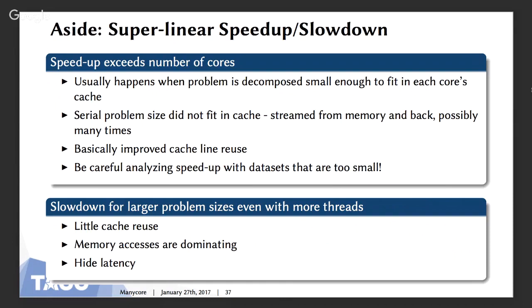It can happen if you have decomposed all of the parts of your problem small enough that it just fits in each core's cache. So now suddenly you don't have to make accesses to memory anymore. Everything's coming out of cache, and so your code suddenly jumps up in speed. Basically, the serial problem didn't fit in the cache. It could be streamed into memory and back out all these times. But once you break it up small enough and throw enough cores at the problem, the whole thing fits into cache. You're getting great cache line reuse.